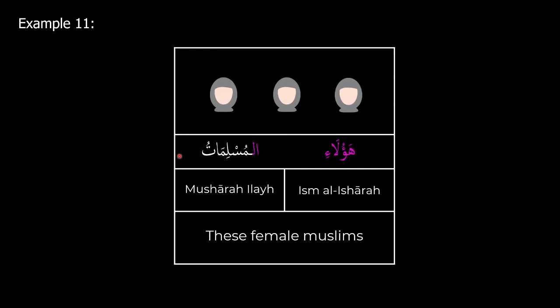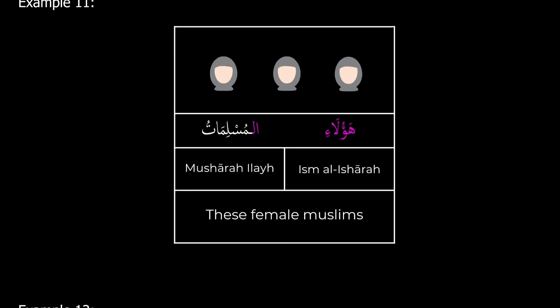So for example, we have ha'ula'il muslimatu. So ha'ula'i is our feminine plural, and then al-muslimatu is going to be our feminine plural, but we're talking about Muslims here, which are human. Therefore, the rule still applies. So these still match in all four categories. So al-muslimatu is feminine, so is ha'ula'i. Al-muslimatu is plural, so is ha'ula'i, and al-muslimatu is in rafa, so is ha'ula'i, and both of them are definite because of the al right here. So this becomes these female Muslims.